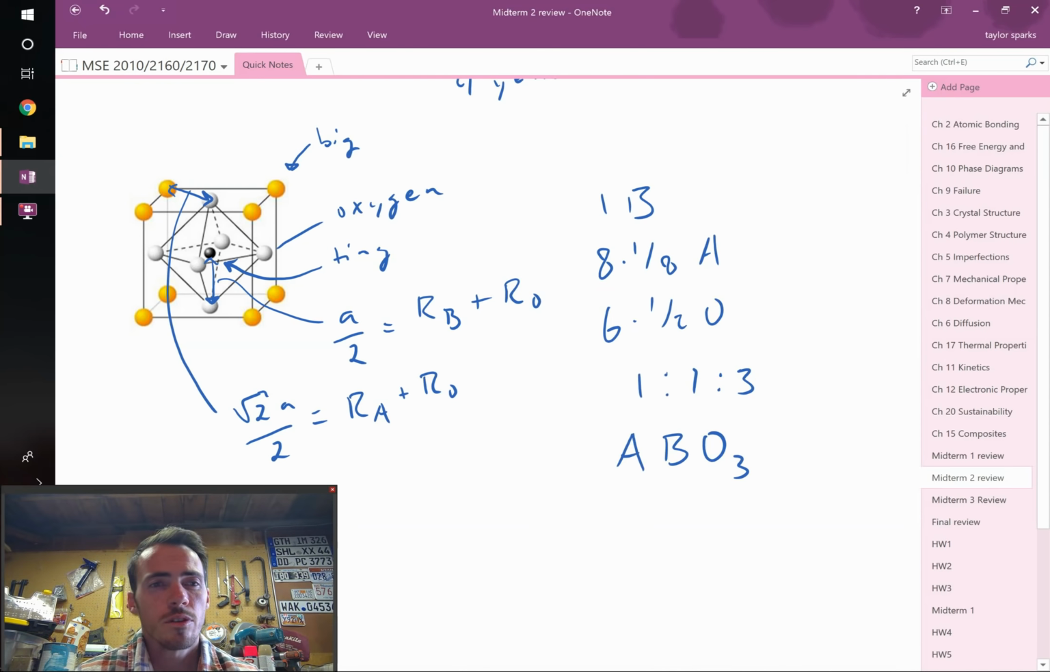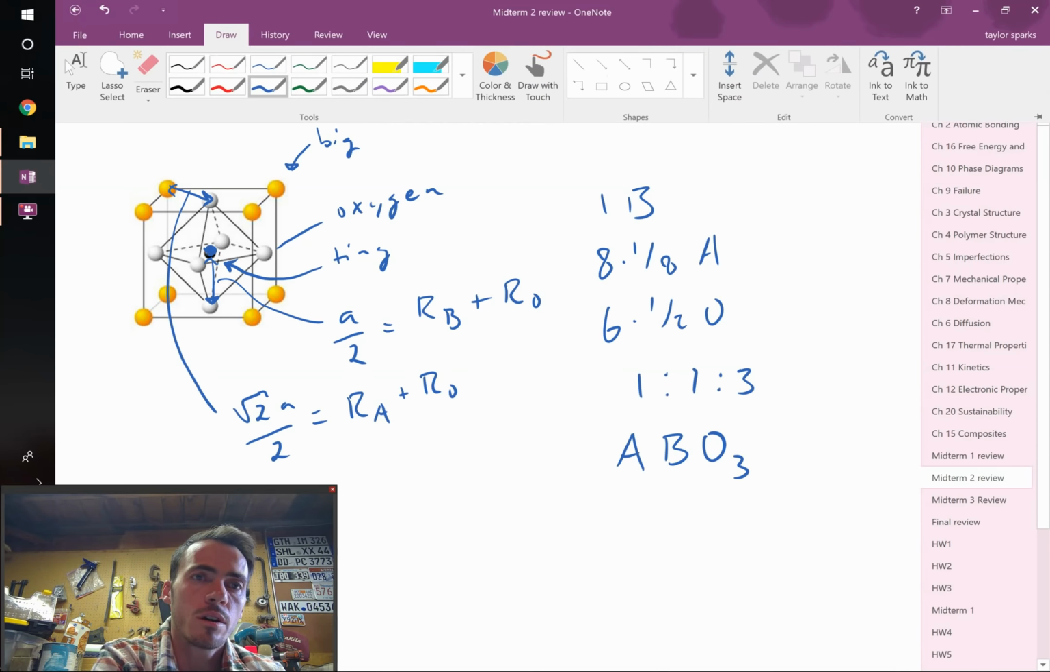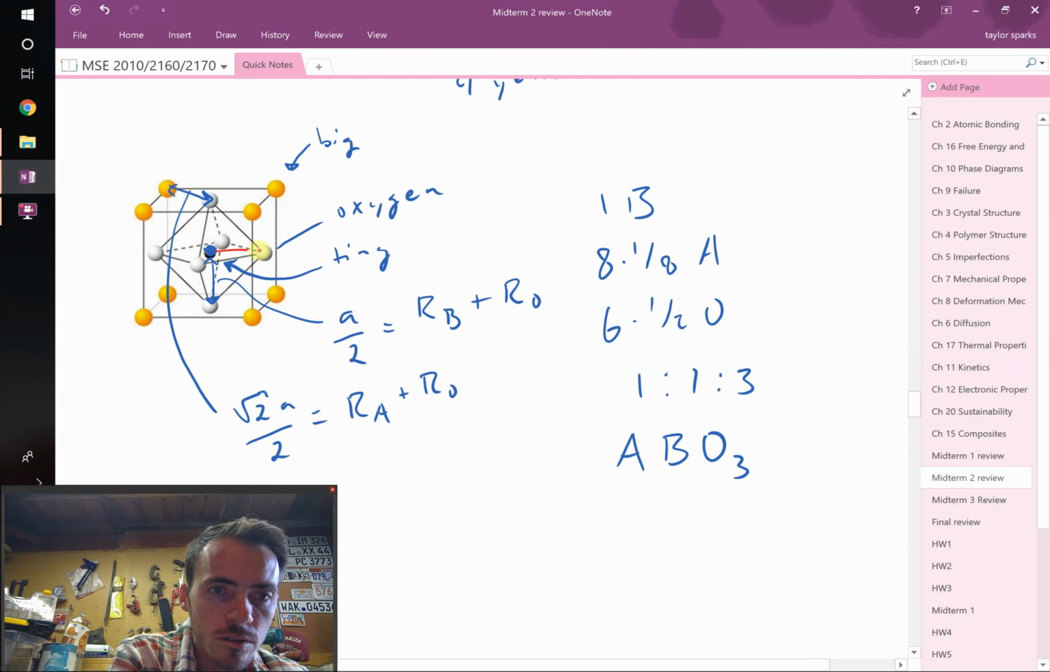Coordination numbers. The coordination number of the B cation in the very center, that's easy to see. It's surrounded by 6 oxygens. What about the oxygens though? What's their coordination number? If you look at it, they are closest to titanium. They're not closer to A, they're closer to B. And so the next unit cell over would be another titanium, but their coordination number is 2.